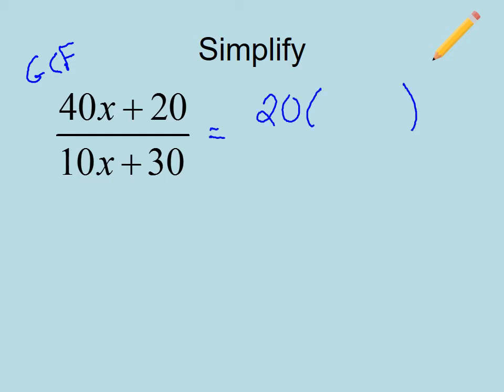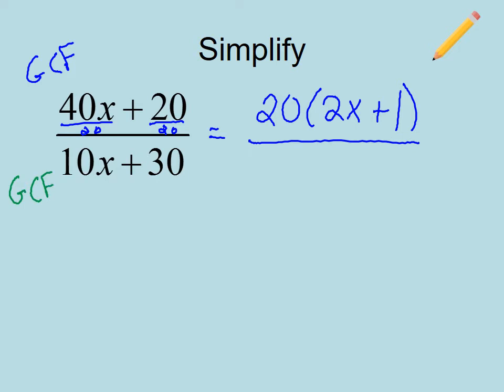And then I need to write what's left over. So if I take 20 out of both of these, I'm going to get 2x plus 1. Because remember, if they cancel, we still have to put a 1 there. Now I need to do the same thing with my denominator. Again, on this one, I'm just going to take out a greatest common factor. So what can I take out of both of these? Well, I can take out a 10. So I'm going to put a 10 out here, and then I'm going to be left with x plus 3.